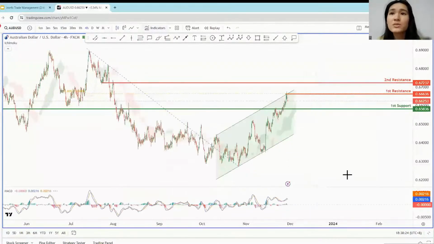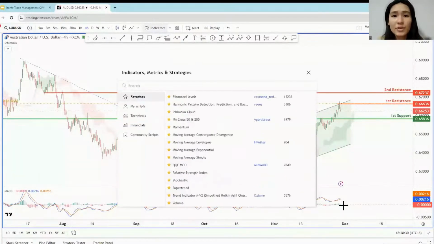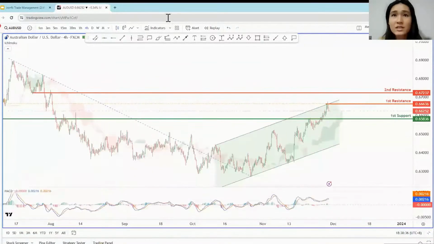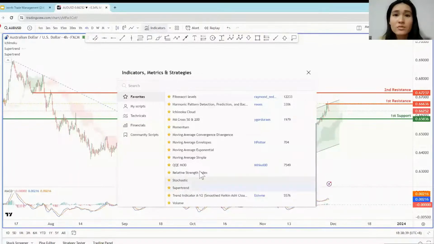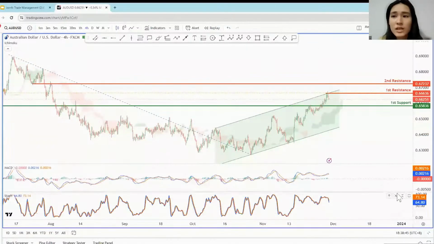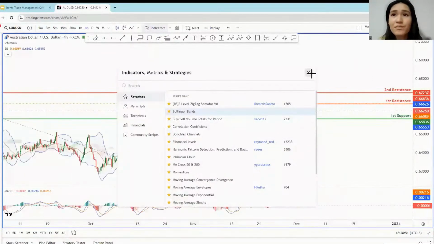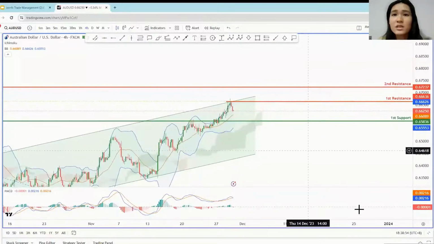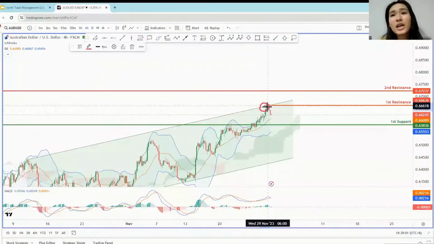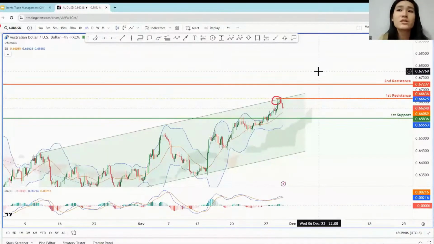Okay, so same thing, Ichimoku, MACD, both giving us bullish signals here. If we look at RSI, RSI isn't really telling us much. Let's look at stochastic. Okay, not really telling us much as well. Let's look at Bollinger Bands. We do see price breaking above the upper band, so it does support our analysis.